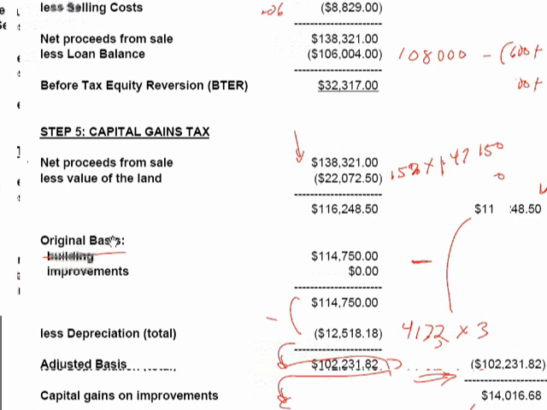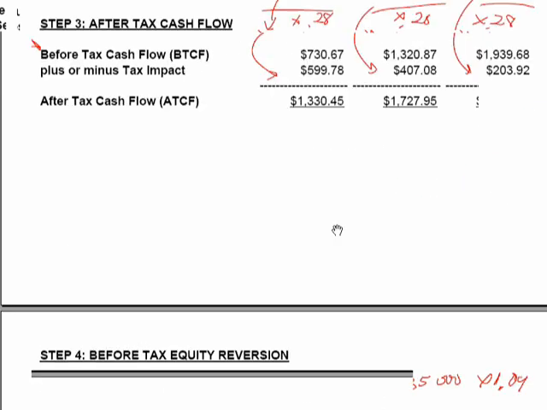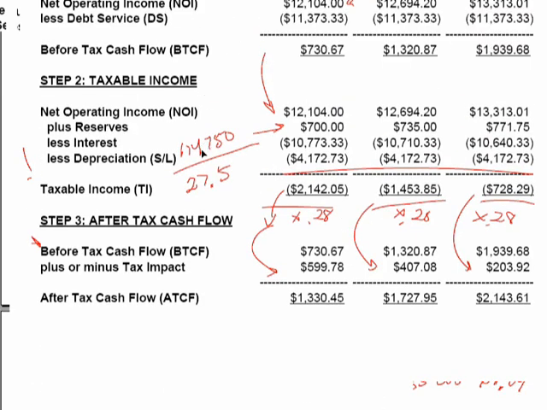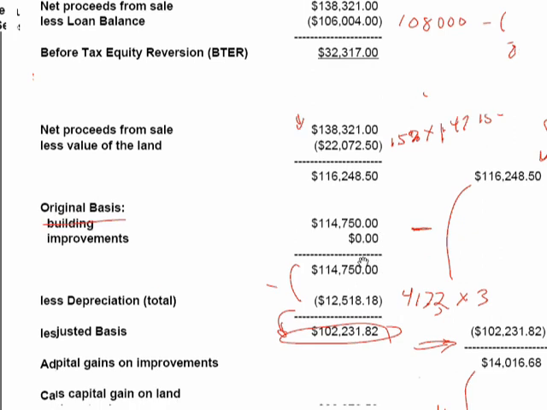Now the next step is to calculate the original basis. The original basis was 114,750, and that was 85% of the original acquisition price of 135,000. Remember, we took 114,750 divided by 27.5 to calculate the depreciation for each year. Well, that's our original basis, 114,750. If we have any capital improvements that we've made to the property over the 3 years, we can add those in now.